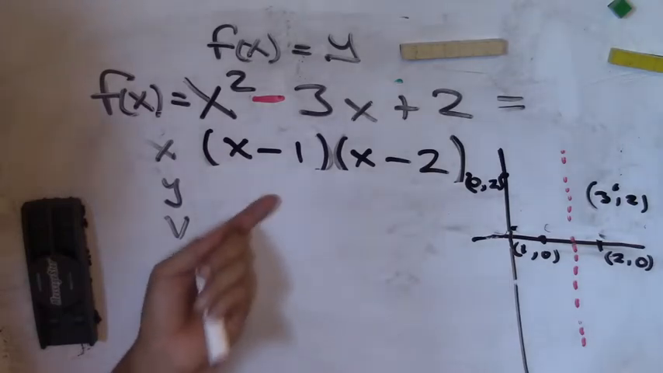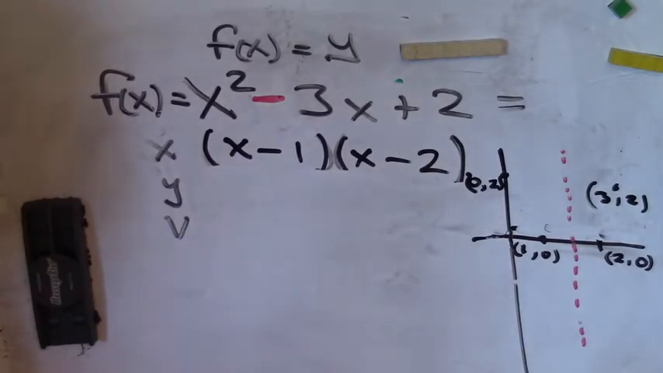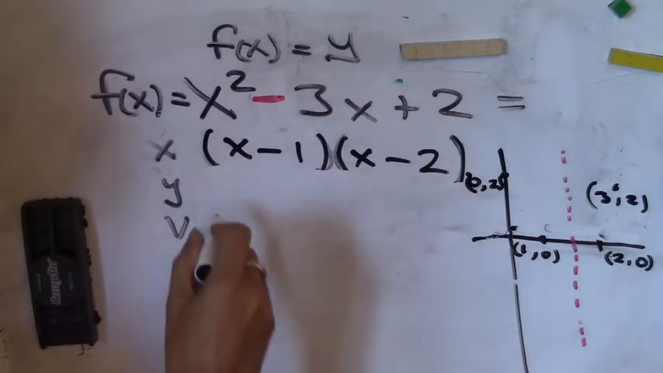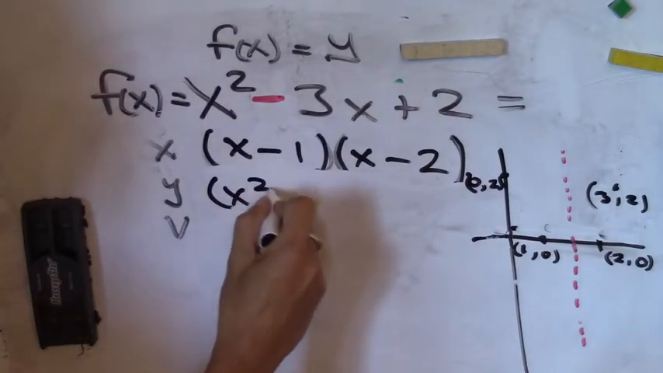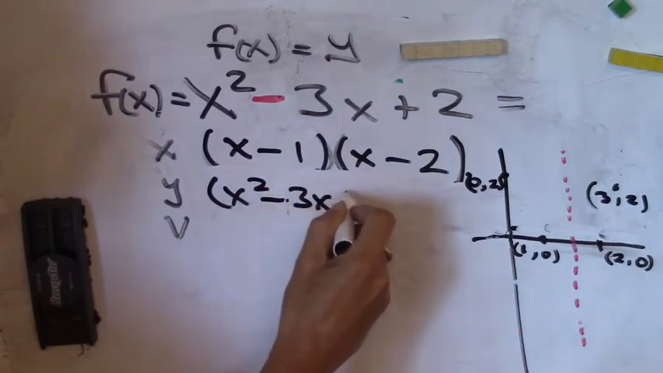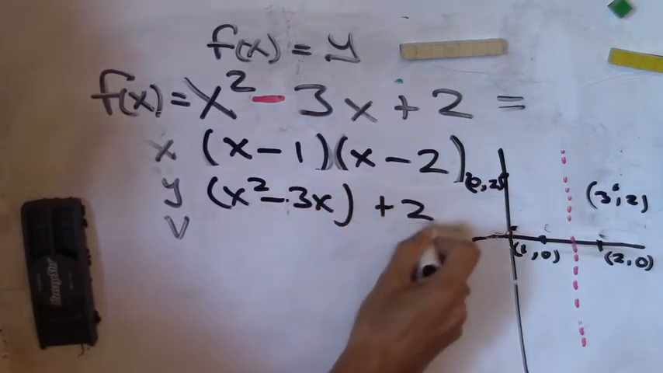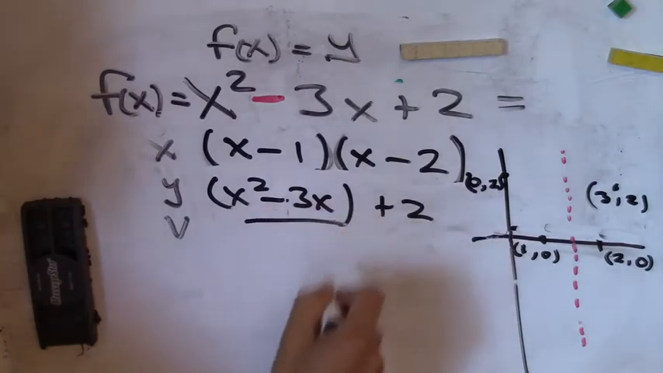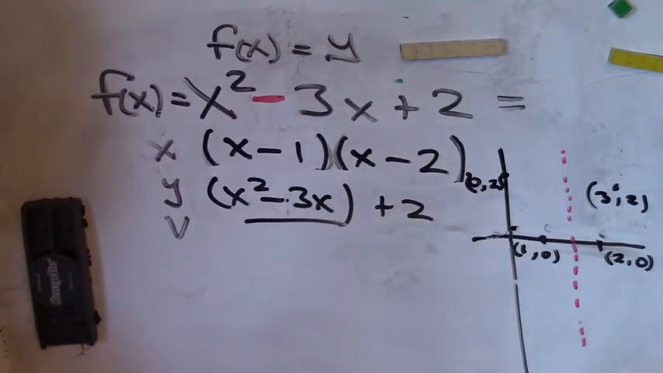So, what goes there for y? Well, it would be the 2, right? It would be the 2. This is what we're doing, right? We zero that part out to get the y-intercept.